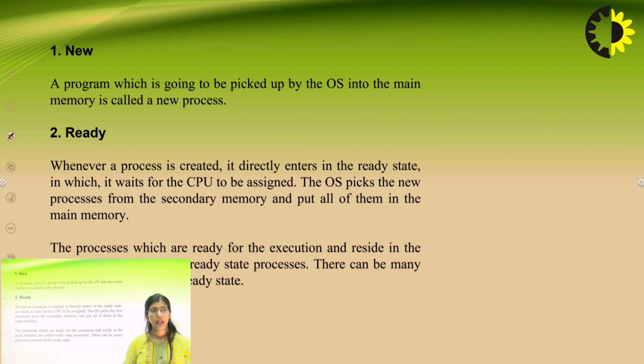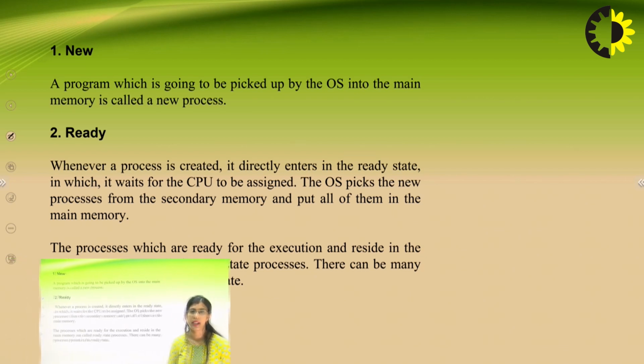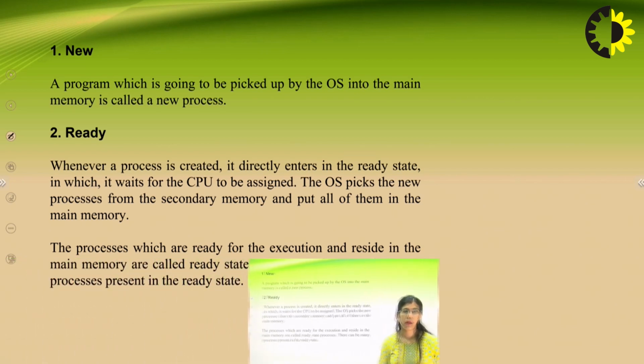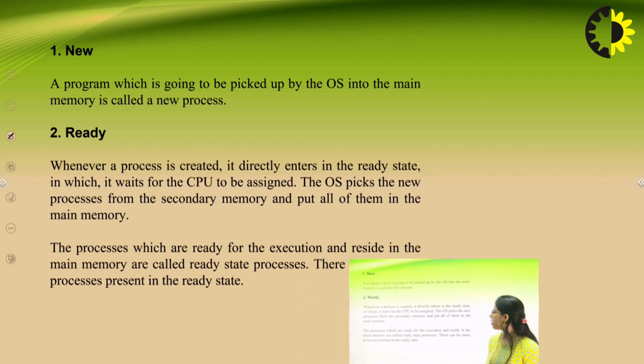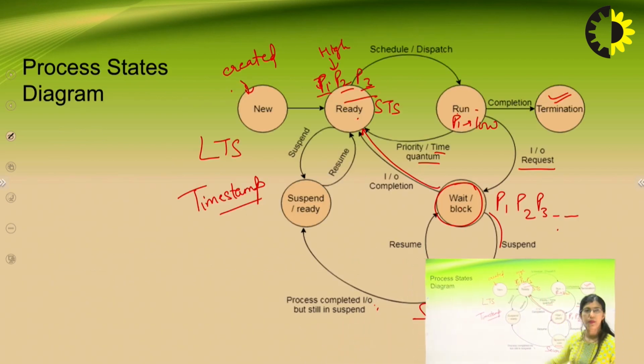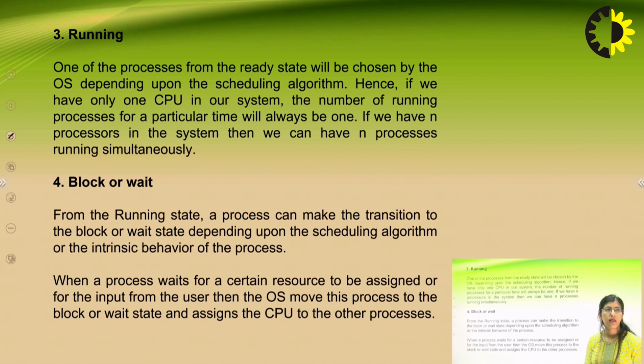The OS picks the new process from the secondary memory and pulls all of them into the main memory. The processes which are ready for execution and reside in the main memory are called ready state processes. There can be many processes present in the ready state, which I have discussed here. The next state is the running state. Once the process gets chosen from the ready state, it will be assigned the CPU. It comes to the running state.